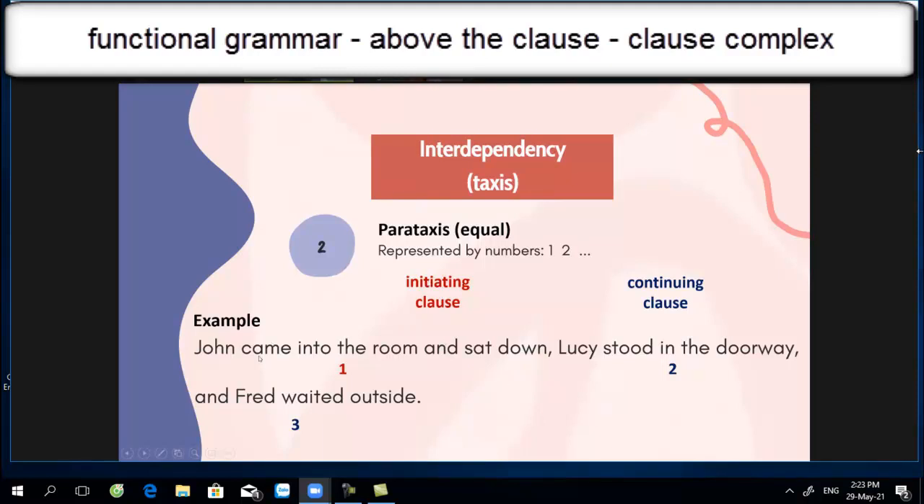For the initiating clause here, you can see John came into the room and sat down. We have "and" here, right? So basically we can divide it into smaller parts. We have "John came into the room" as the first part, number 1, and "sat down" is the second part of number 1 here. So we have 1, 1 and 1, 2. The first part is "came into the room". The second part is "sat down" with the same subject as John. So the structure for this sentence, we can write something like this: 1, 1, 1, 2, 2, and 3.